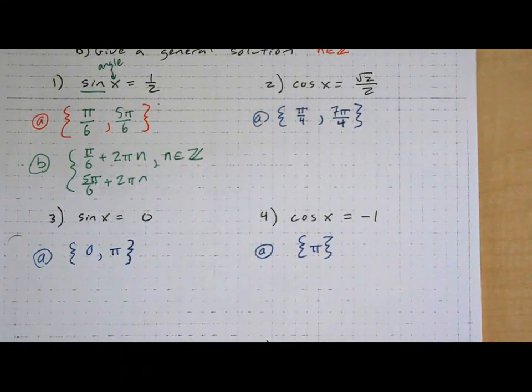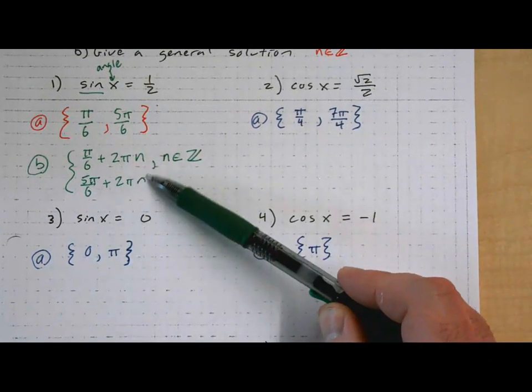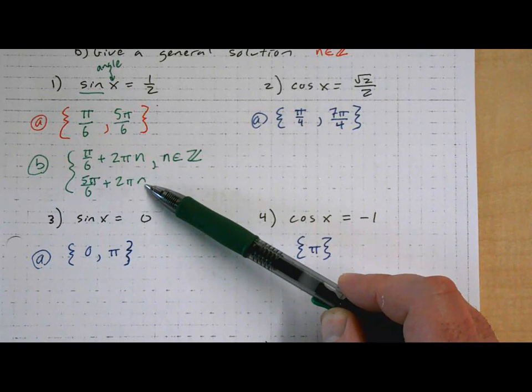So the general solution is going to include your specific solutions between 0 and 2 pi, and also give information that I can add any multiple of 2 pi to that and get another solution.